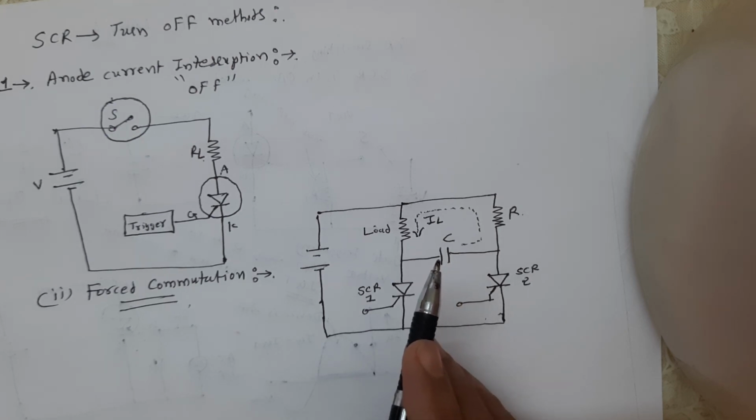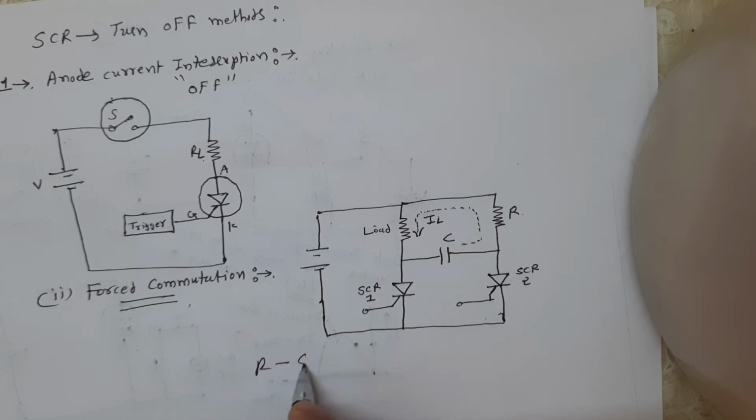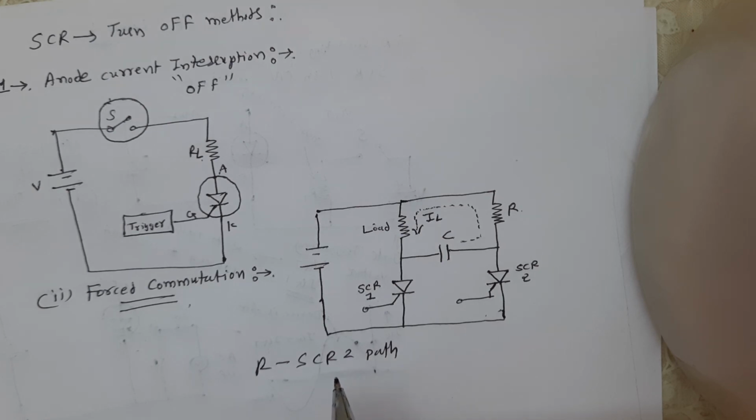Now the current flows through the load and capacitor C as shown in the figure. When SCR2 is triggered on, C is effectively in parallel across SCR1. The charge on C is then opposite to the SCR1 forward voltage. SCR1 is thus turned off and the current is transferred to the R and SCR2 path as shown in the figure. That's all. Thank you.